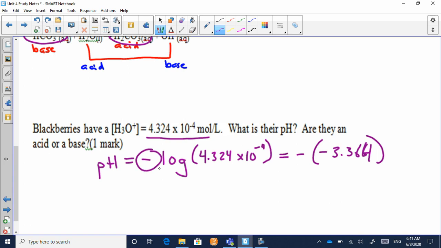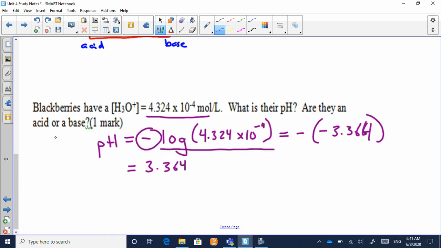But look at this. They want the negative of it. A negative times a negative is a positive, so the pH is 3.364. All you have to remember is that when you type this into your calculator, you're going to get a negative number. In your final answer, you get rid of the negative sign.